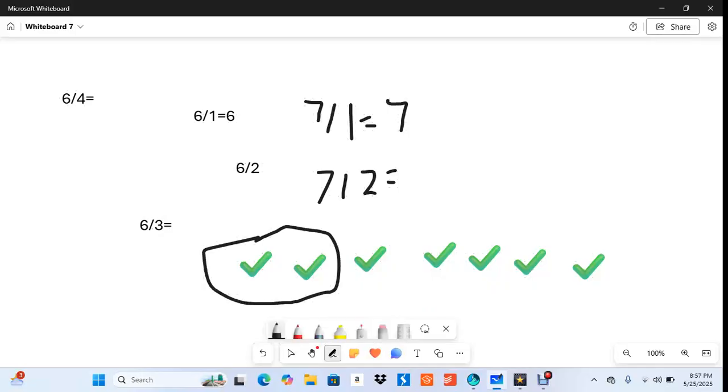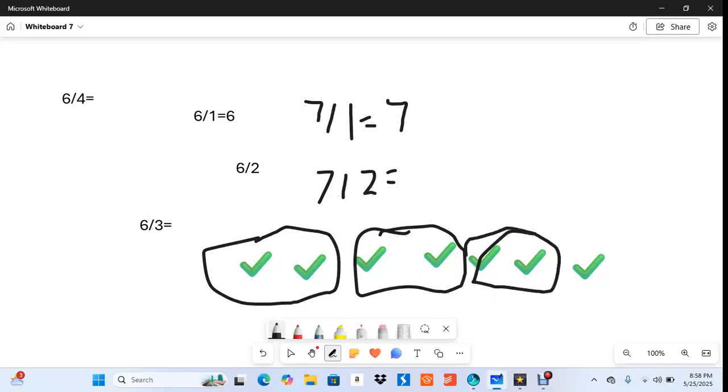2 things. 1, 2. It's another group of 2, but there's not enough to make another group because there's only 1 left. So I would have 1, 2, 3 with a remainder of 1. So your 7 divided by 2 answer would be 3 with a remainder of 1.